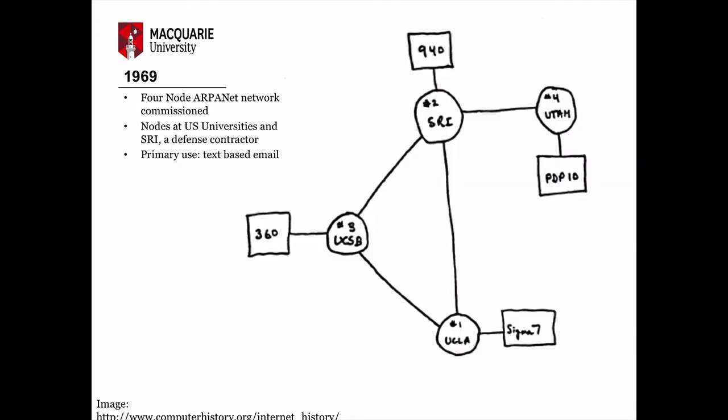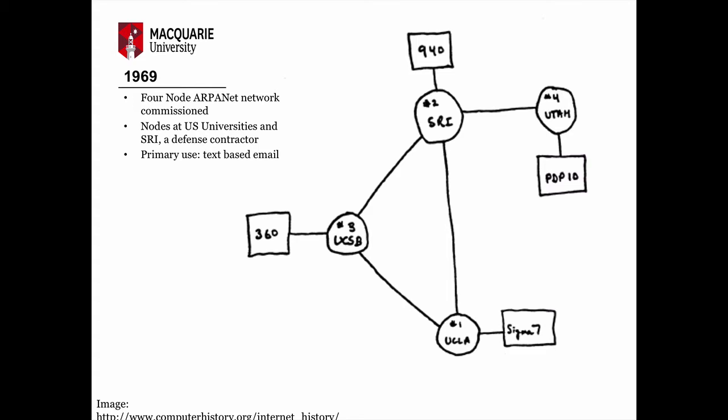And in 1969 then, the first of these networks was put in place, and this was a 4-node network commissioned by ARPANET. It connected 3 universities and 1 research center. And this was essentially the layout of the internet at that time. Well, it wasn't the internet by then, this was just a network, the ARPANET.